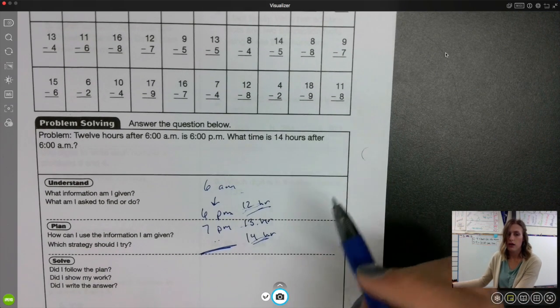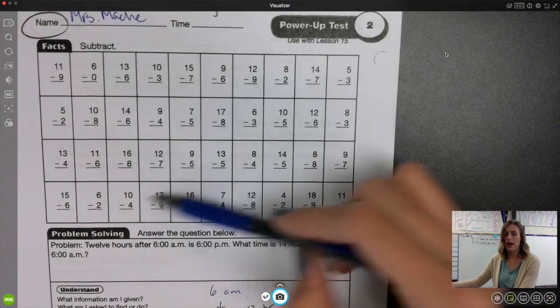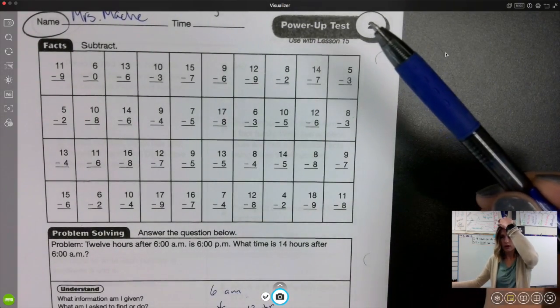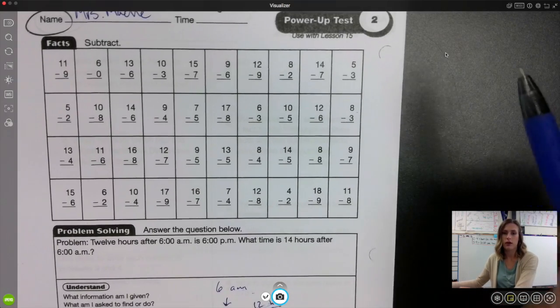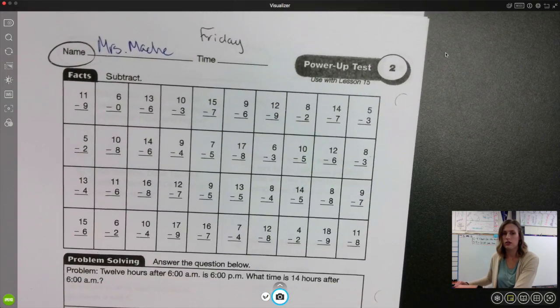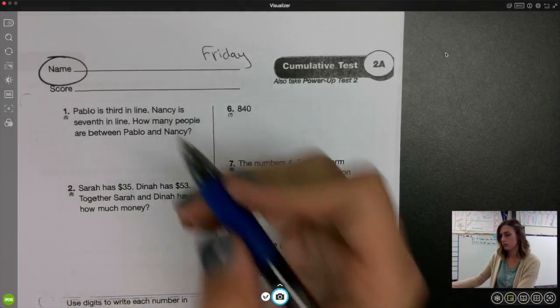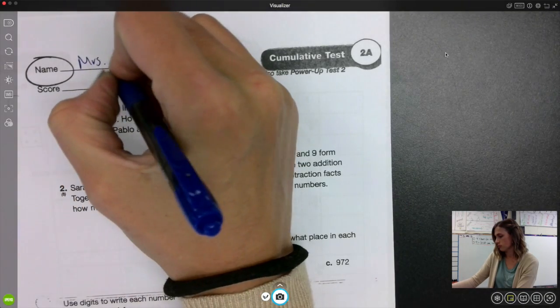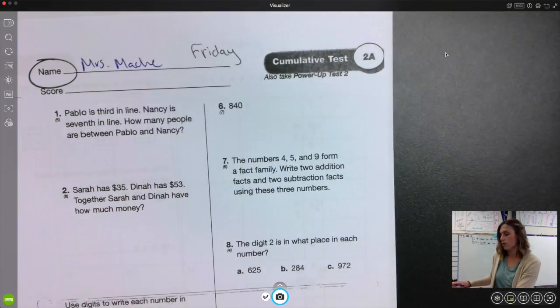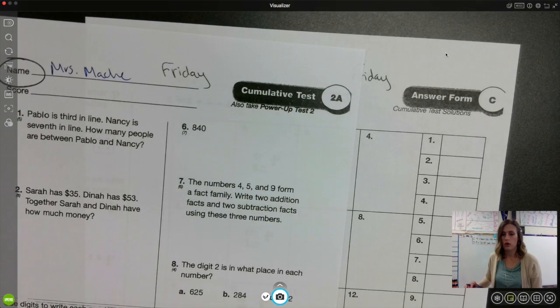Follow the pattern. And then make sure you've got all your problems, all your facts at the top done for your power-up test. All right, so pause the video. When you're done with that, press play for us to get on to the other part of our math test. If you're watching the video now, you should already be done with your power-up test.